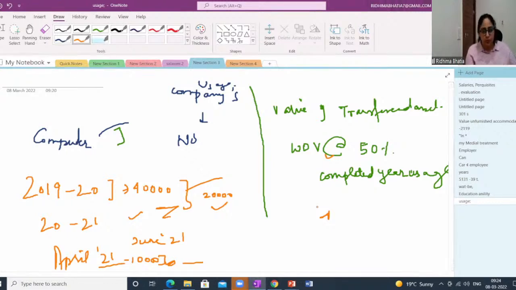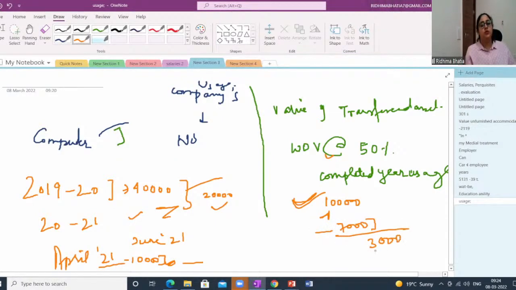So when we are talking about a computer, the value of the transferred asset as perquisite would be the written down value at 50% for each completed year of usage. Simple. One thing, students, you have to remember is if any amount is recovered from employee, that would be reduced from perquisite. So what was our perquisite value? 10,000. Now, if I have recovered 7,000 from employee for this, so 3,000 only would be the taxable value. Is it clear?